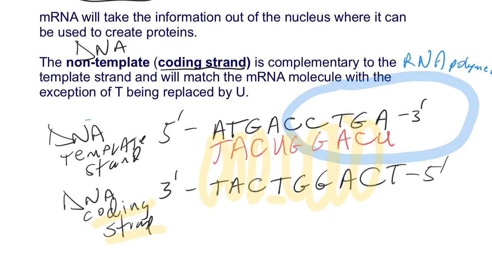This red letter stuff is the messenger RNA molecule being made, transcribed from the DNA template strand. Okay, so this would be 5 prime. I keep on doing that. This would be 5 prime. This would be the 3 prime end. Now, that strand is the mRNA.